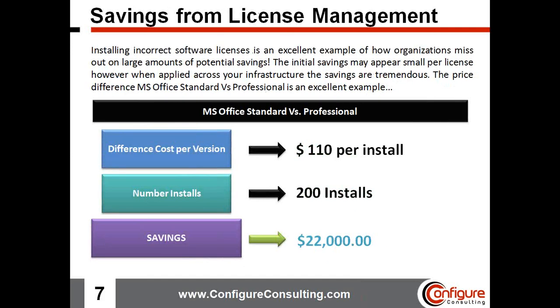Running through just one more example that, again, touches on the Microsoft products. There's about a $110 difference between the standard and the professional licenses of Microsoft Office. And knowing that even just 200 of your installs are situations where just the standard is required and the professional is not, just knowing that information and acting upon that information can allow you to yield $22,000 worth of savings.